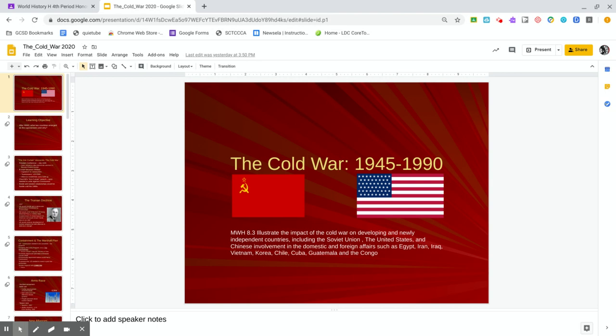But anyway, before we get into the lesson, make sure you read the indicator below. It's Modern World History 8.3. Illustrate the impact of the Cold War on developing and newly independent countries, including the Soviet Union, the United States, and Chinese involvement in the domestic and foreign affairs such as Egypt, Iran, Iraq, Vietnam, Korea, Chile, Cuba, Guatemala, and the Congo. So we're going to be looking at a good many of these, maybe not all of them, but we're going to look at a good many of them.